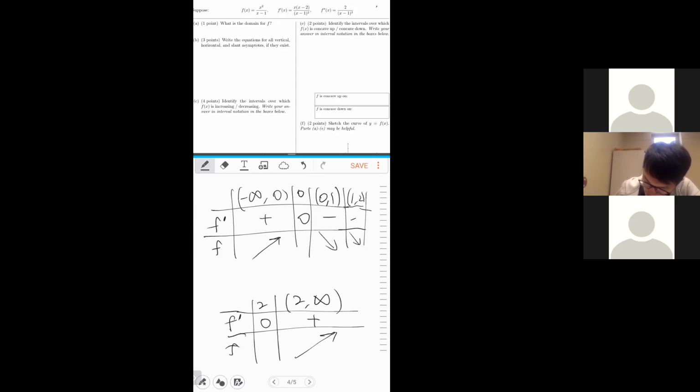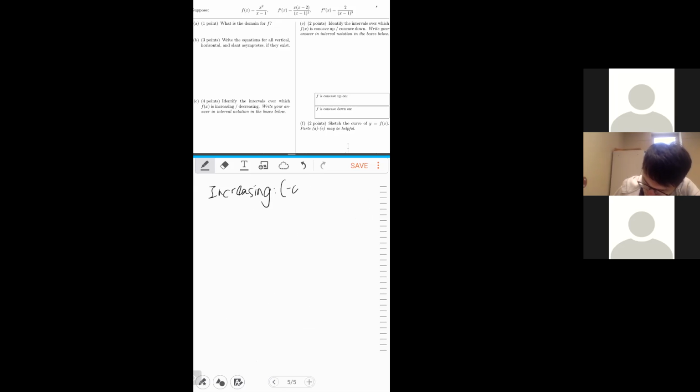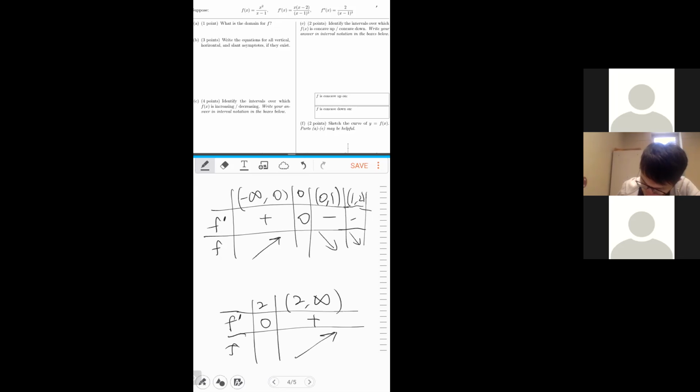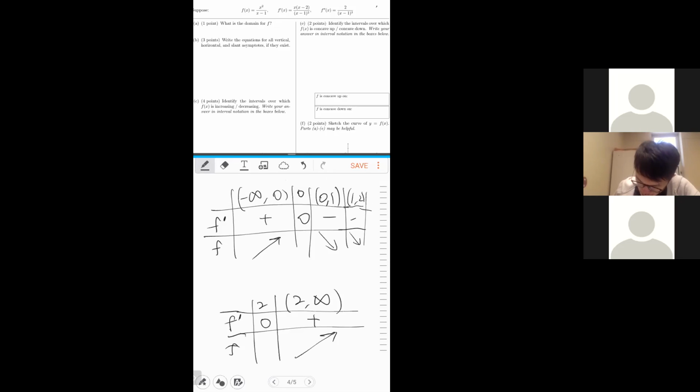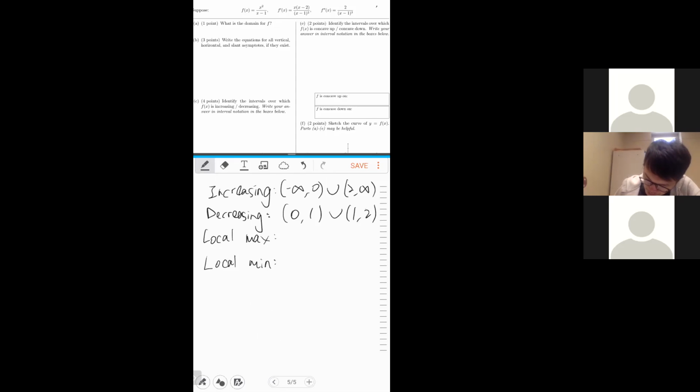So it's increasing from negative infinity to 0, and then 2 to infinity. Decreasing from 0 to 1, 1 to 2. And we also know from the chart that the local max should be x equals 0.